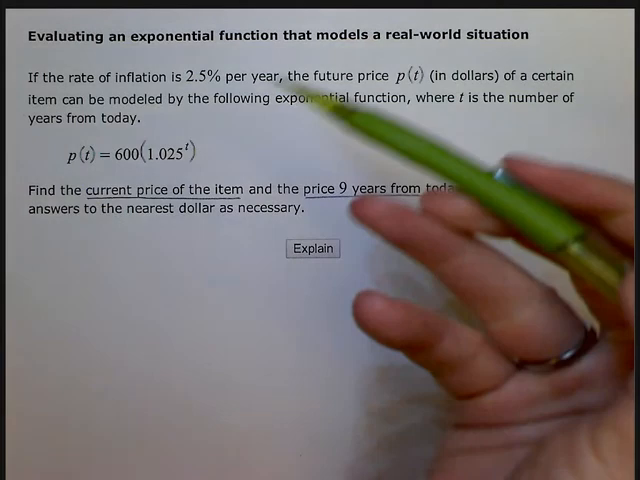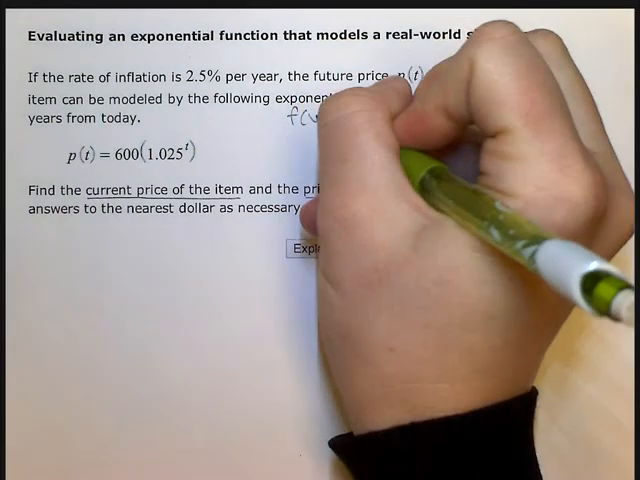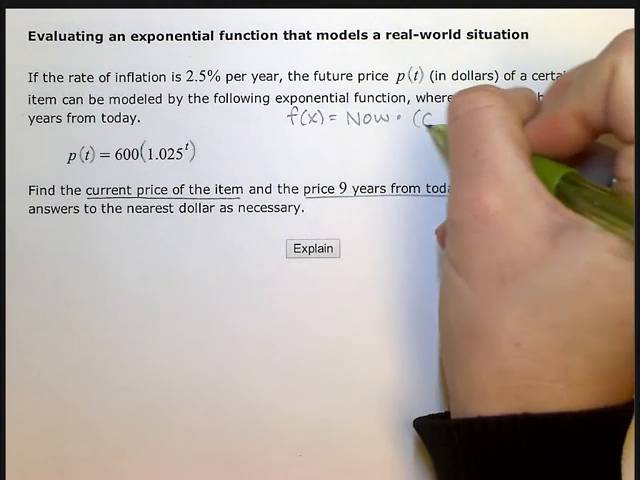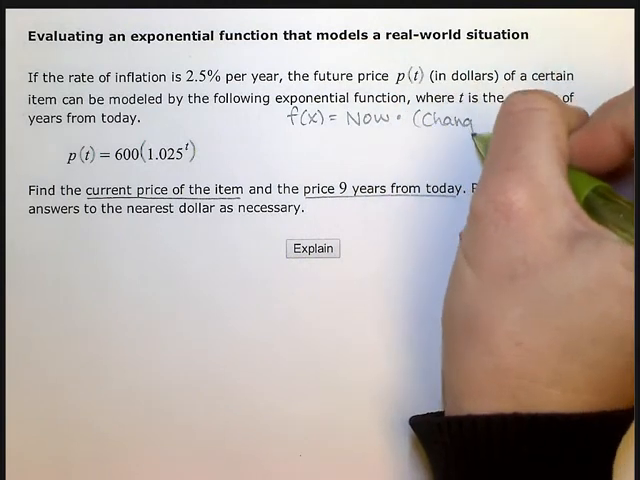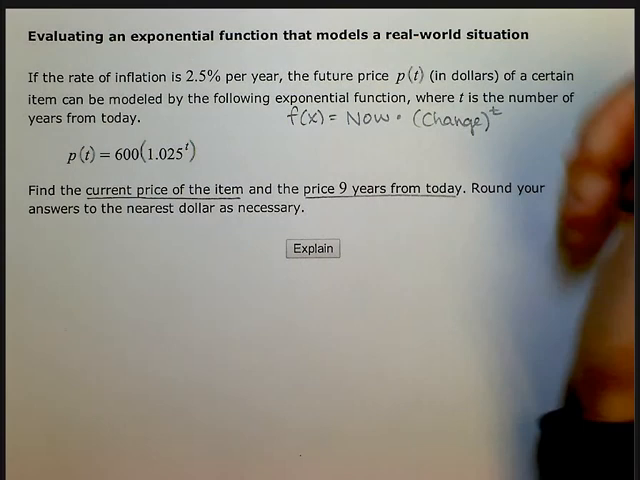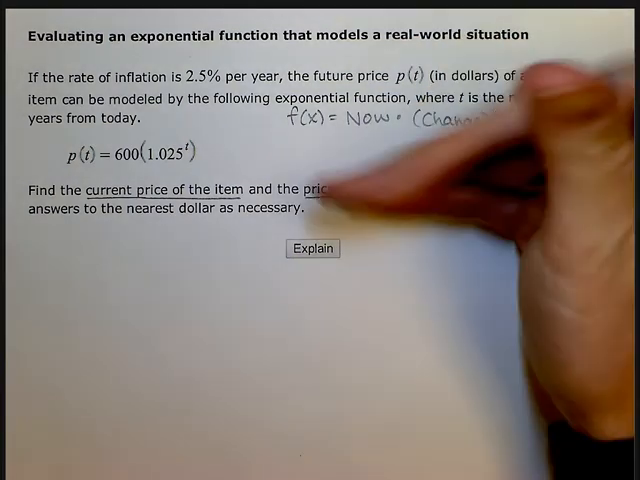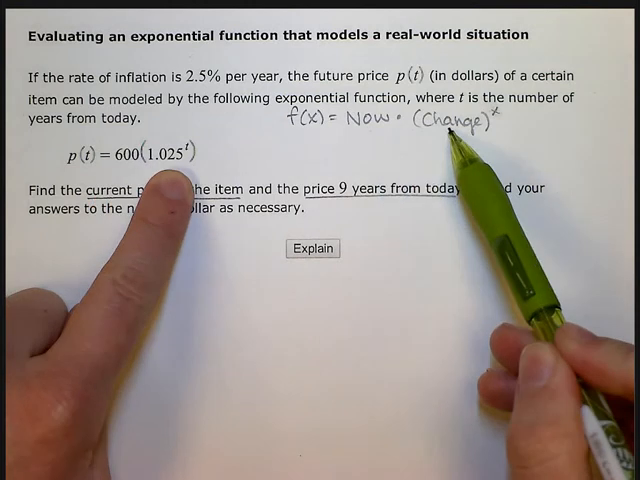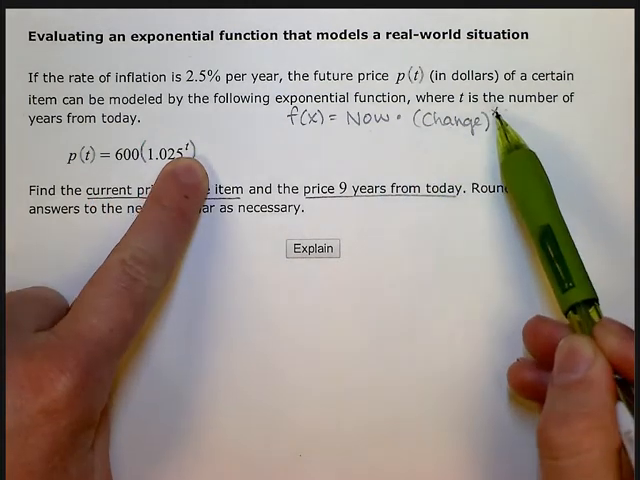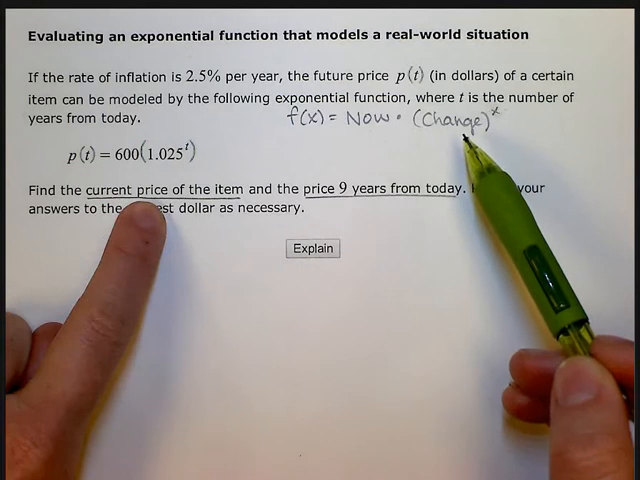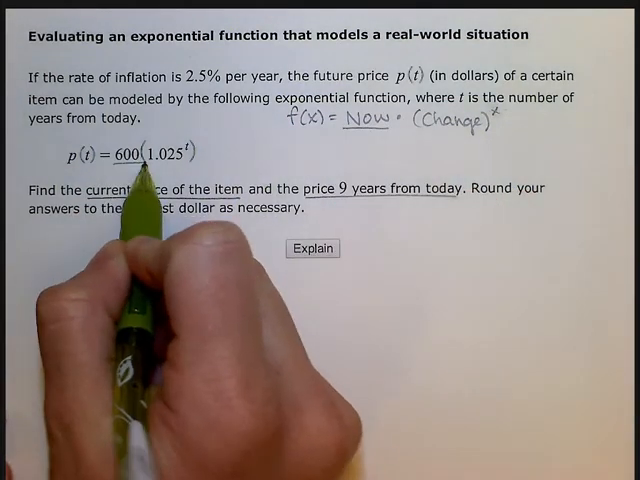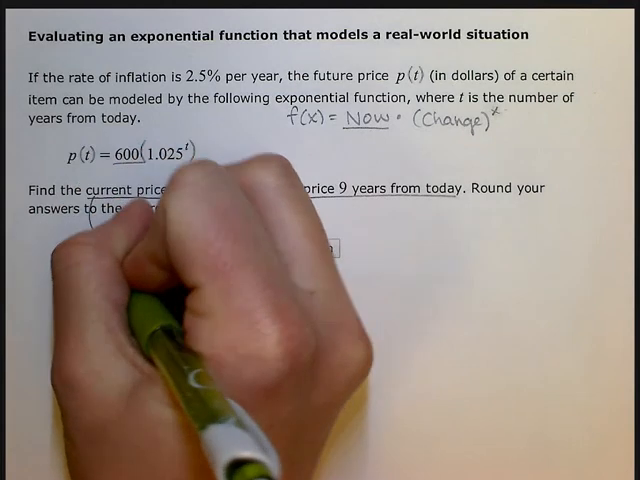So we know that the equation that they use to write this formula is f of x equals now times the change raised to the x. Oh, excuse me, this one's a t. Okay? So here we see now times change raised to the variable. So we can see the current price, or the now price of the item, just by matching formulas. So we can assume that this answer is $600.